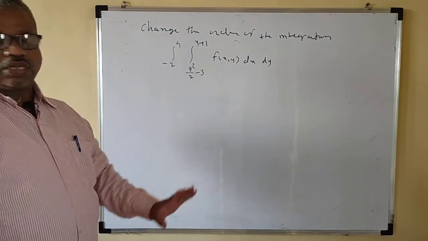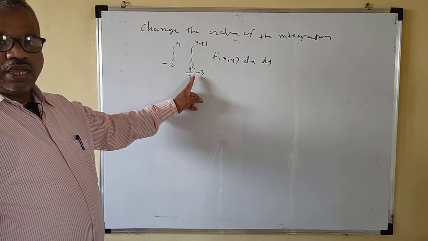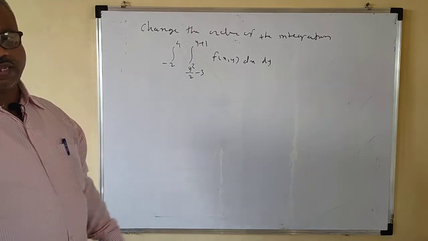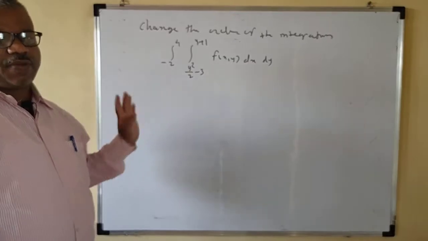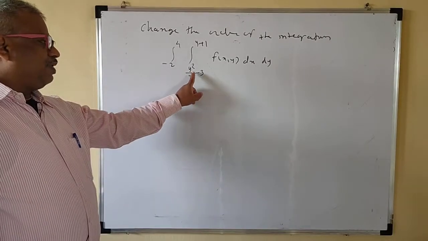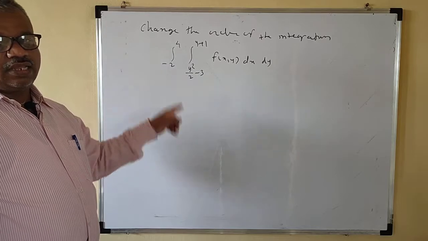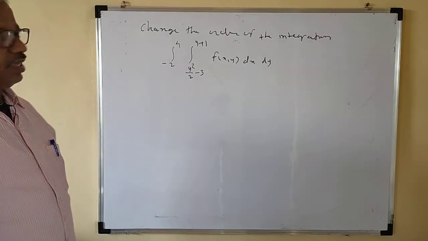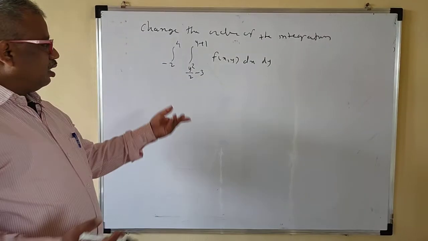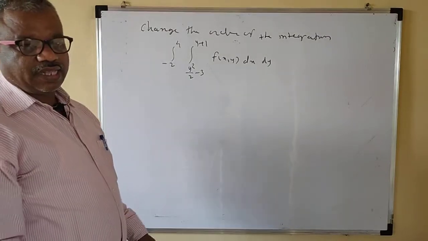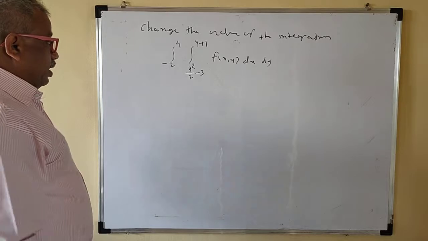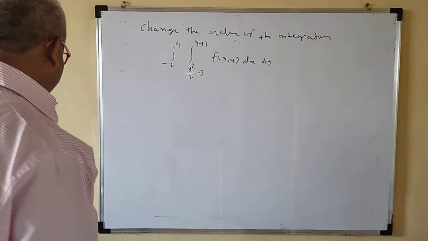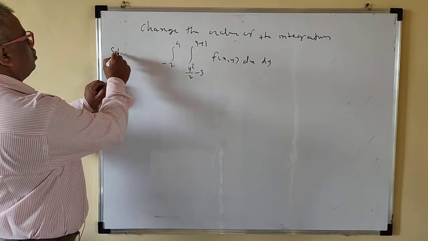Okay, now here we only have to change the order of integration. That means we have to draw the region. These are the limits of x, so the strip is parallel to the x axis. If these are the limits of y, then the strip is parallel to the y axis. Here the strip is parallel to the x axis, so our strip should be parallel to the y axis. So, solution.